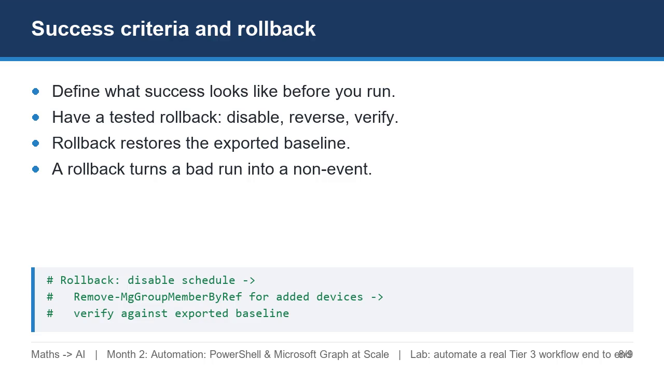Two things separate professional automation from a risky script. First, define your success criteria before you run, so you know whether it worked. Second, have a tested rollback plan, because anything that changes device or group state has blast radius. Your rollback should disable the schedule, reverse the change, removing the devices you added to the group, and verify the fleet is back to the baseline you exported beforehand. A bad run with a tested rollback is a non-event. A bad run without one is an incident.